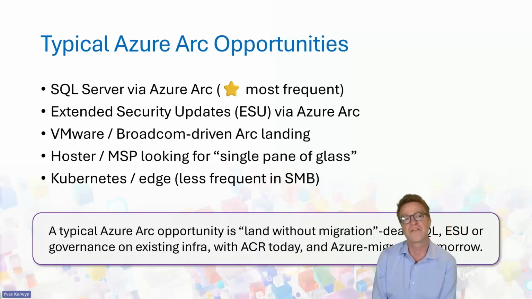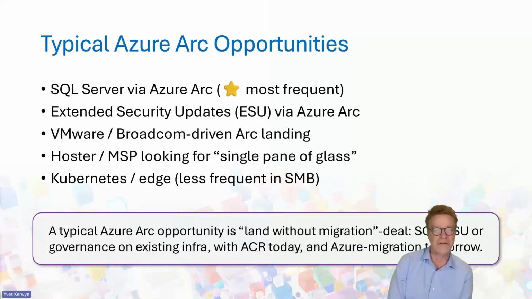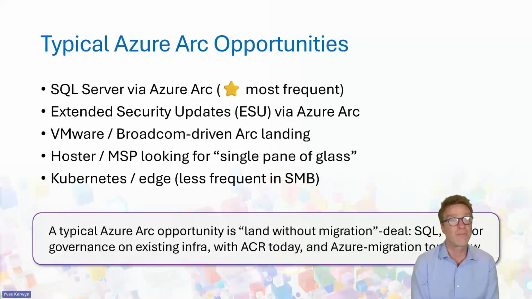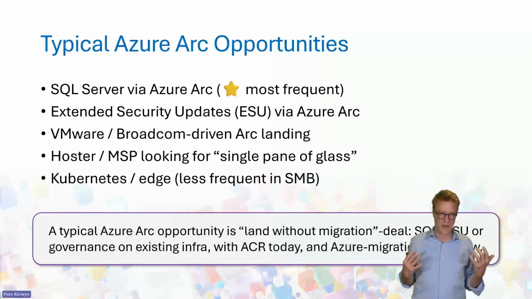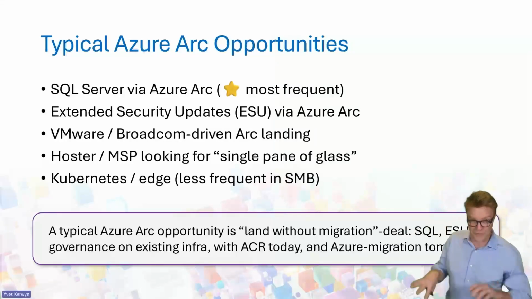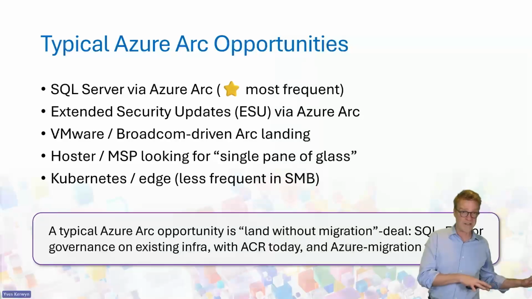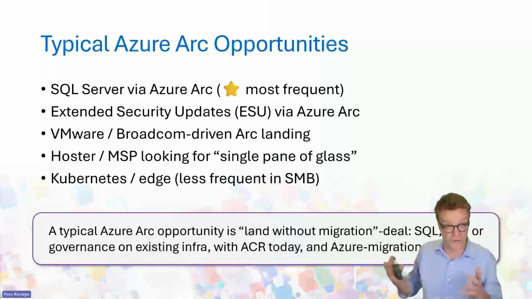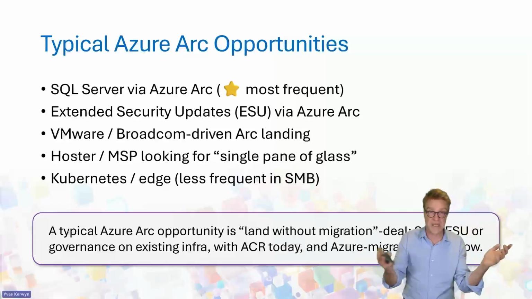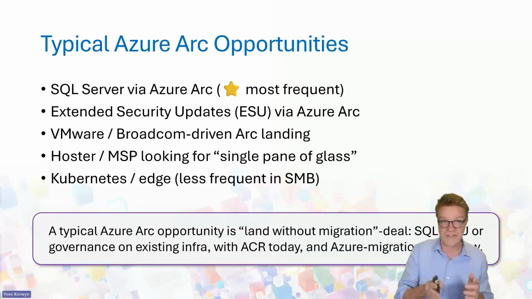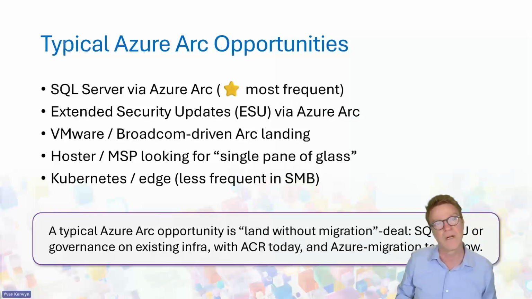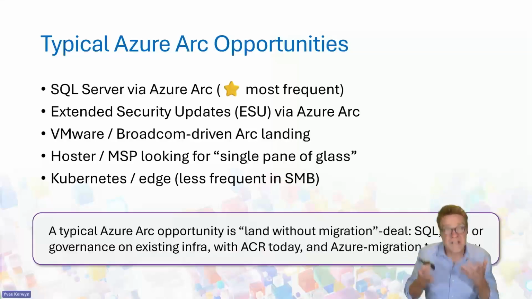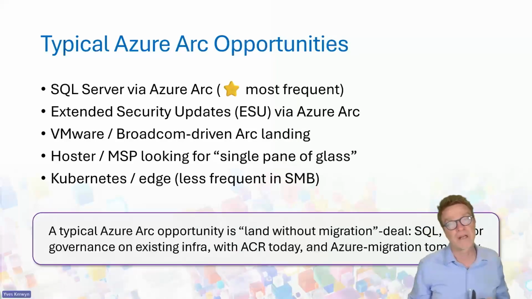VMware, of course, the VMware Broadcom driven Arc landing, as I call it here, is a very important one. And then, if you are looking, and I think that's probably the most important one, for a single pane of glass, you still want to maintain a lot of services and workloads in your own data center, but the cloud is also there for you and your customers, and it doesn't make sense that you use all kinds of other technology stacks and monitoring tools for each of the places where you are hosting workloads. Azure Arc provides us this single pane of glass.